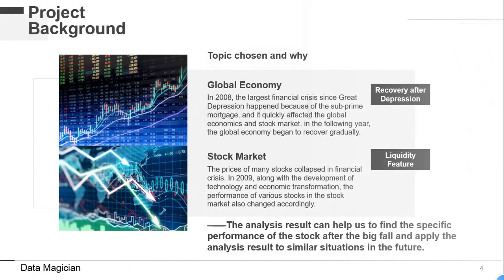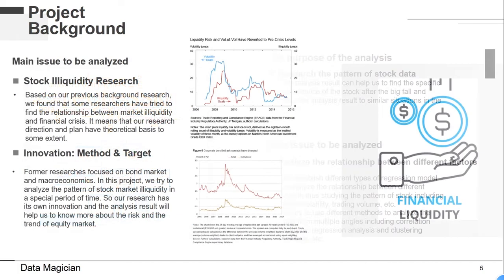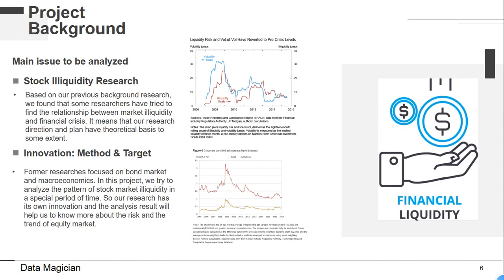Our topic is related to the global economy and stock market performance in 2009 after the financial crisis, and we will analyze the relationship between different influence factors including return volatility and trading volume in a special economy recovery period using correlation, regression, and clustering analysis. The main issue we focus on is stock market illiquidity. The analysis will help us to know more about the risk and the trends of equity markets.